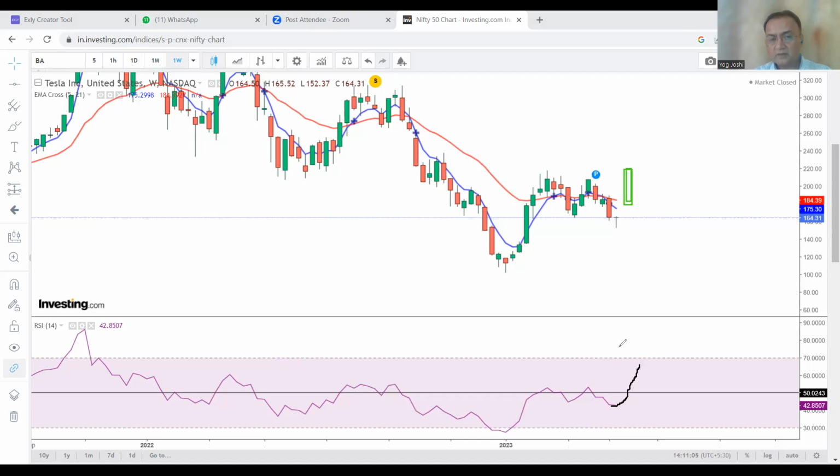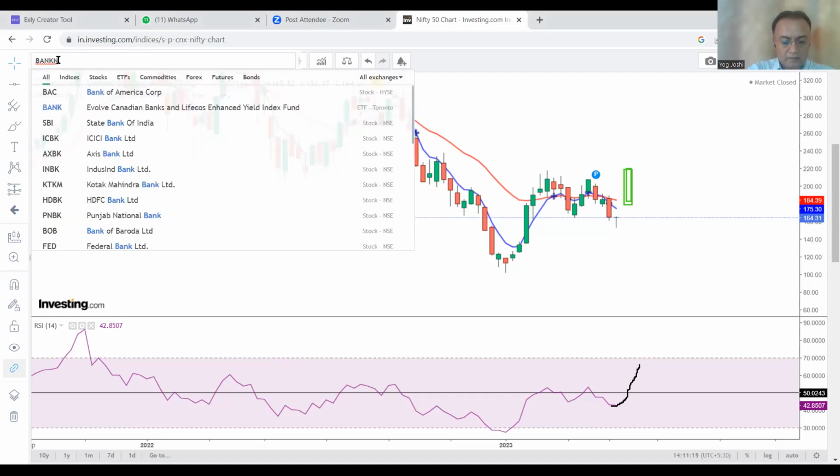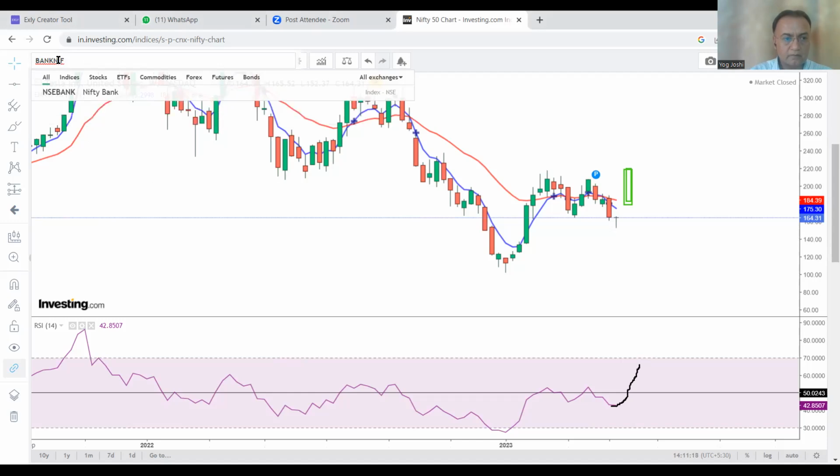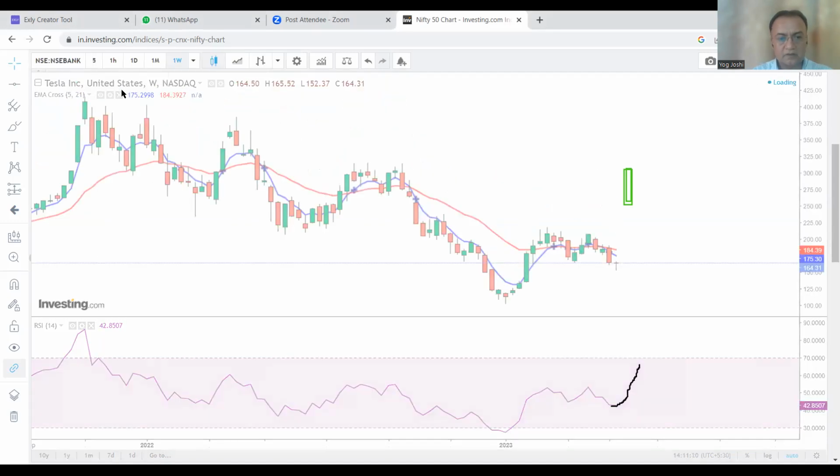Clear? Thank you, sir. Okay, now we can think about Bank Nifty, because there is some Bank Nifty request also. It's the Nifty Bank.